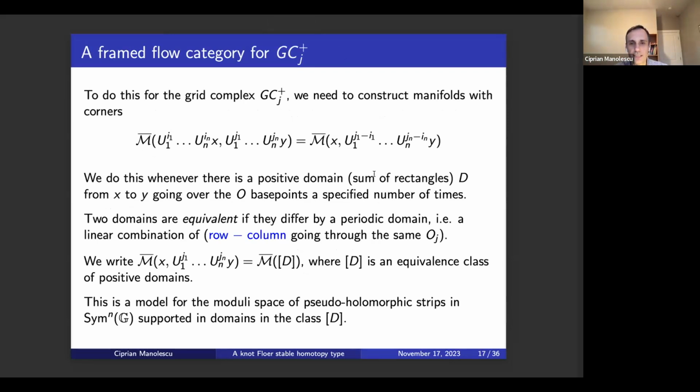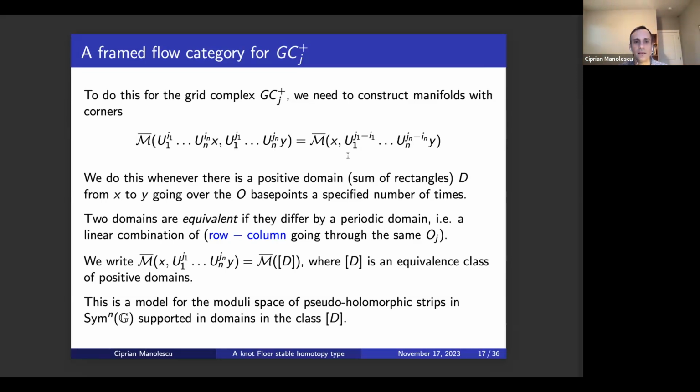For that, we need to construct manifolds with corners. These are going to be our models for moduli spaces. Secretly, we know that this is Lagrangian Floer homotopy, and we should have some moduli spaces with corners. We're just going to construct them by hand, inductively, in some way. We need one for every X and Y, and it will also depend on the powers of U. For every possible power of U, which tells you how many O markings you go over, you want to construct a moduli space.